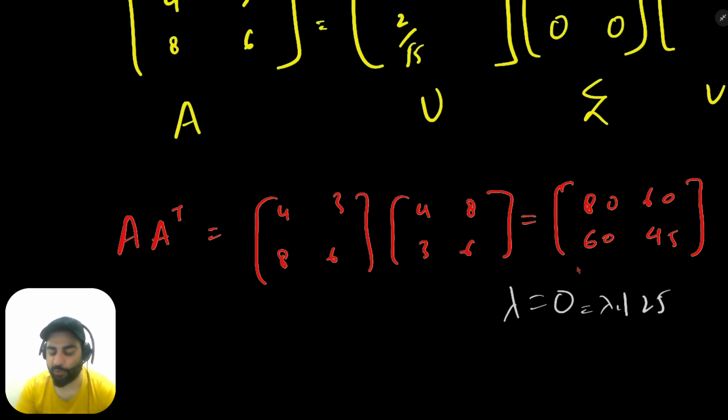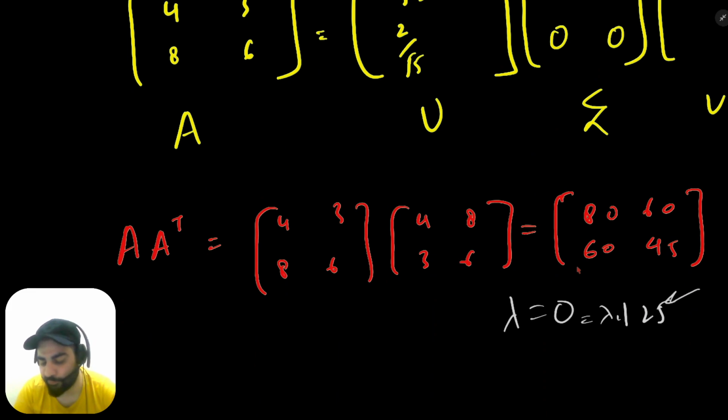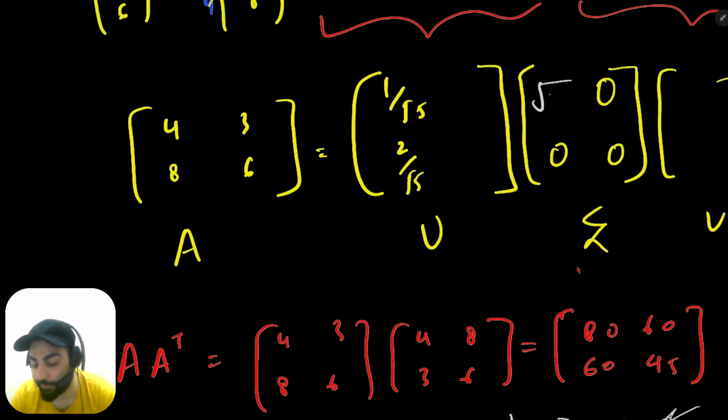Now in order to get the sigma, you have to take the square root of the eigenvalue. So the square root of 125 will be this sigma 1. The other sigma will be 0. So this will be root of 125. This is how I got this.